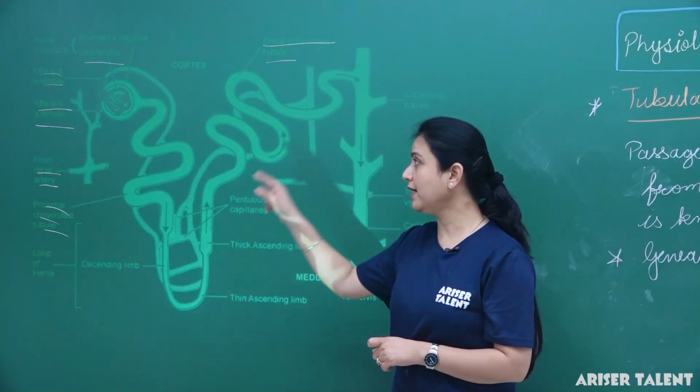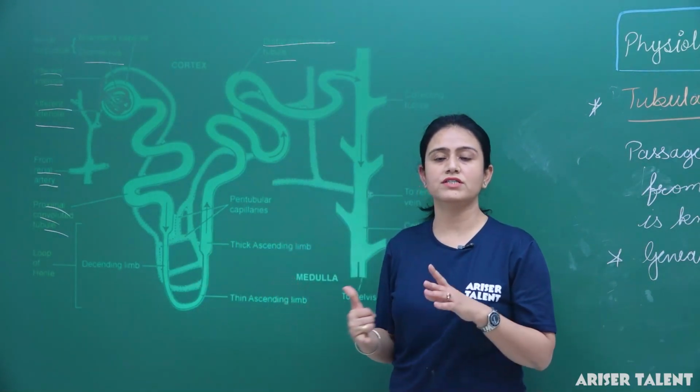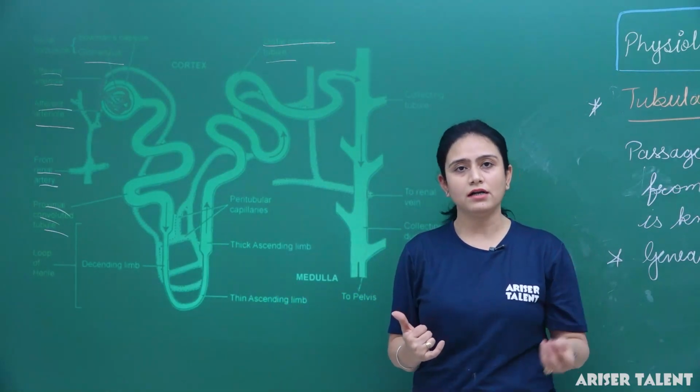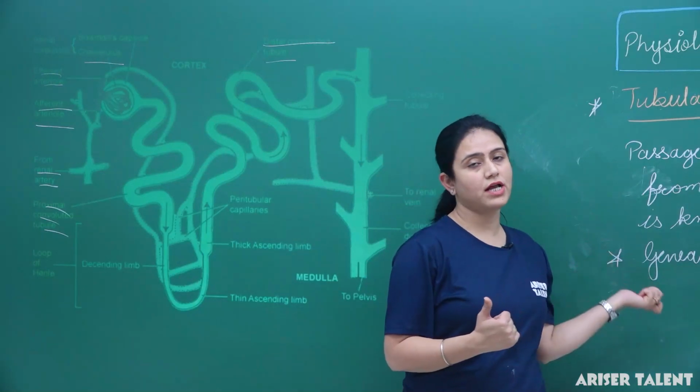So this is the complete working of the nephron, which is completed in three parts: ultrafiltration, then reabsorption, and tubular secretion.